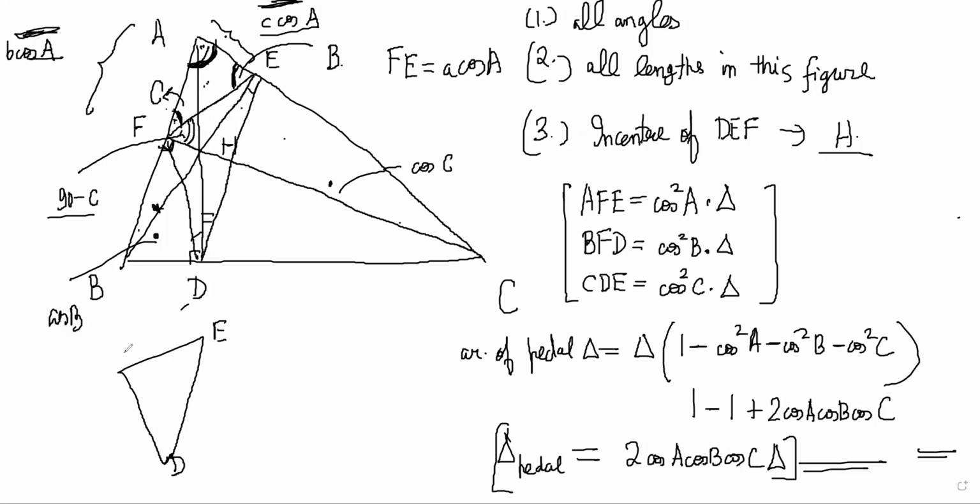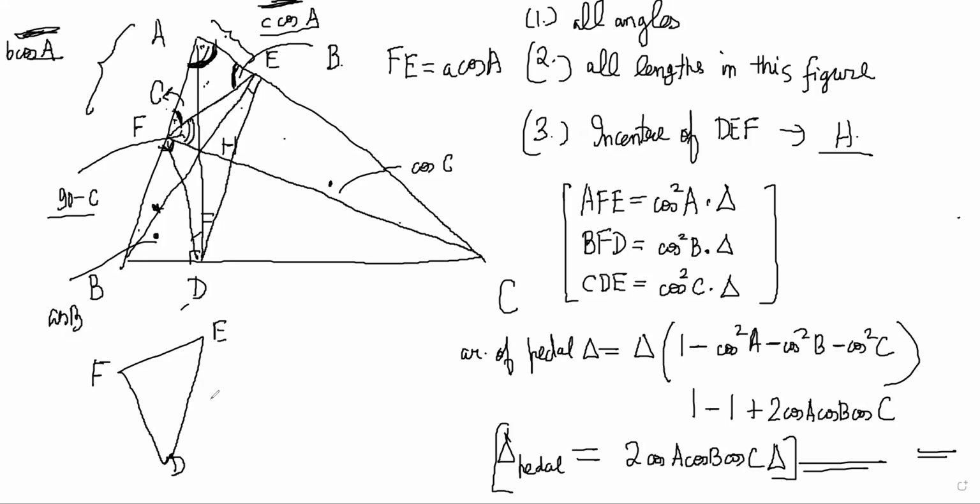Capital R is the circumradius of which triangle? Oh, okay, it's asking about the pedal triangle, right? I'll apply the sine rule in it. So how will you apply the sine rule? DEF is the pedal triangle. I'll take DFE. There's no other choice also.